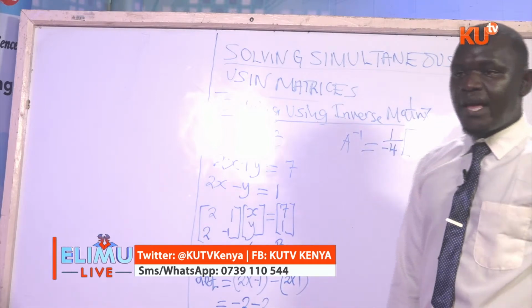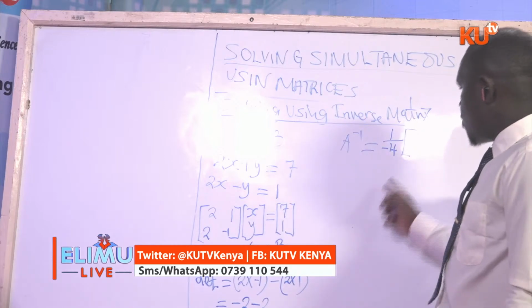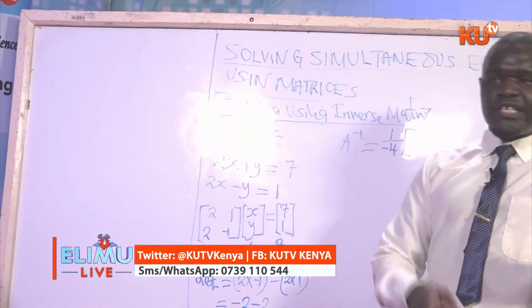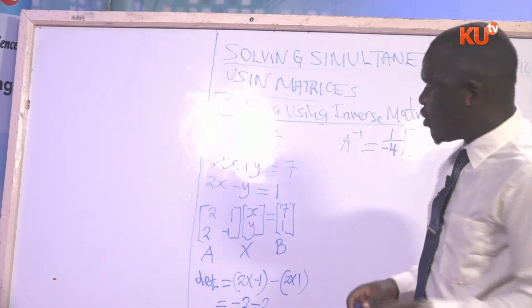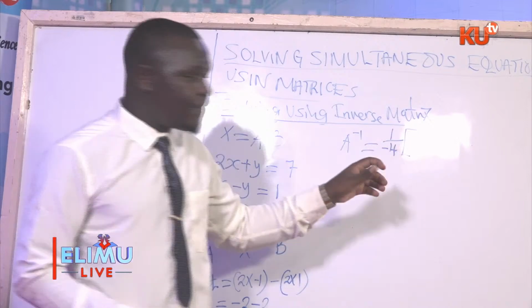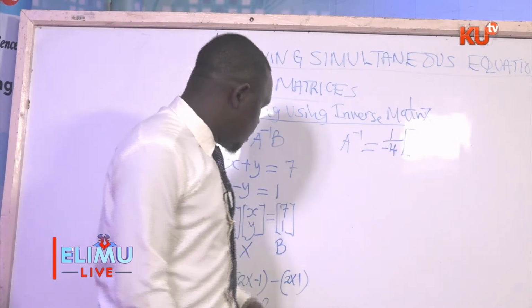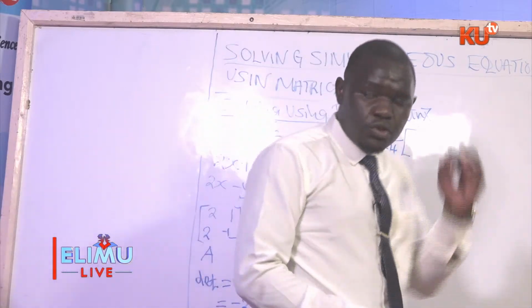What happens to the elements, learners? There's something I said. When you're getting it, the values of the main diagonal interchange positions. They switch the positions. The values in the main diagonal switch the positions. So when they switch the positions, -1 and 2 will switch the positions.